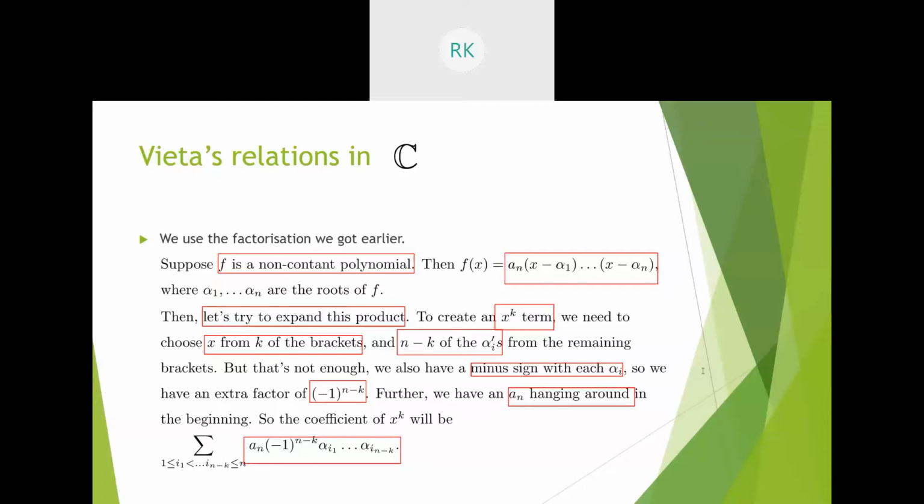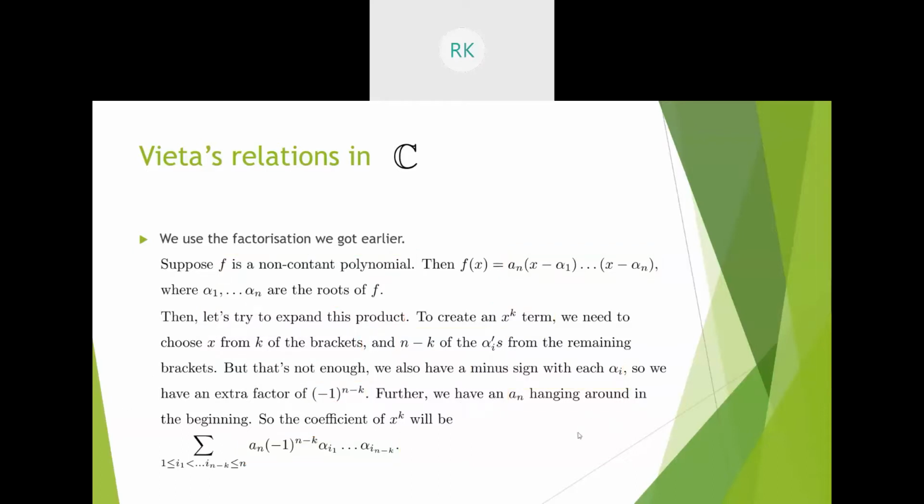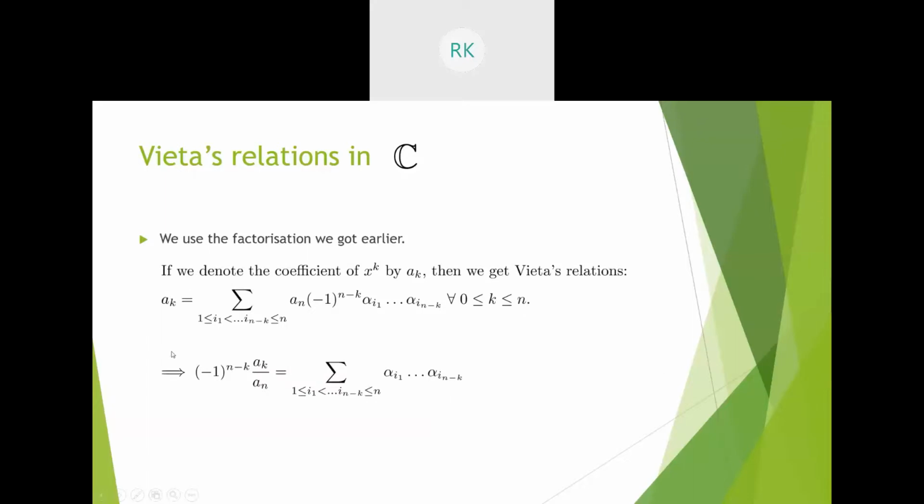Okay, so since I assume everyone understands, now I'll move on to the next slide and we will derive the general case of Vieta's relations. So now, if we denote the coefficient of x power k by a_k, then we directly get Vieta's relationship.